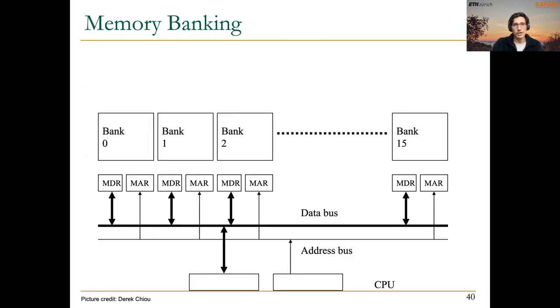Here we have a simplified representation of what would be a banked or interleaved memory. Notice that here we have 16 memory banks, and each memory bank has its own MDR, where we are going to either place the data element that we want to write to bank 0, or store temporarily the element that we read from bank 0, and the MAR is where we put the address that we want to access. And as you see, these are connected to the data bus and the address bus, and from there to the CPU.